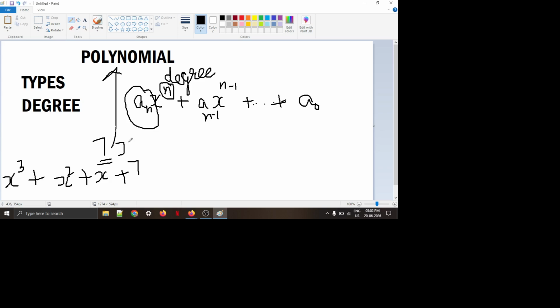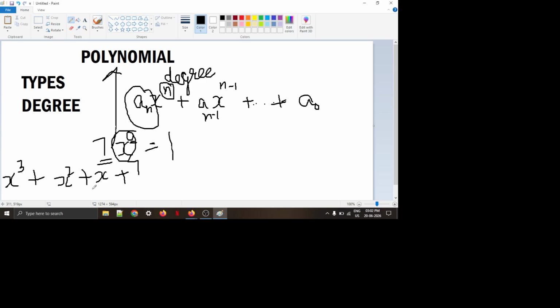In this case, we can say x power 0. For any number, if you put the power 0, the value is always 1, right? x naught is 1. So what is the exponent here? 0. So for a constant term, the degree is always 0.